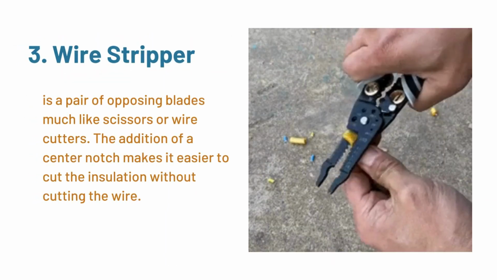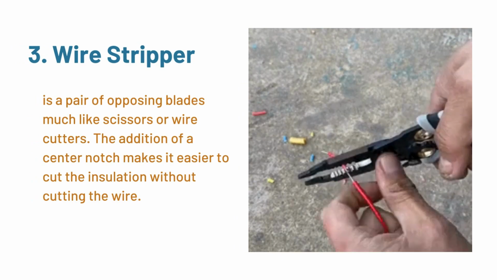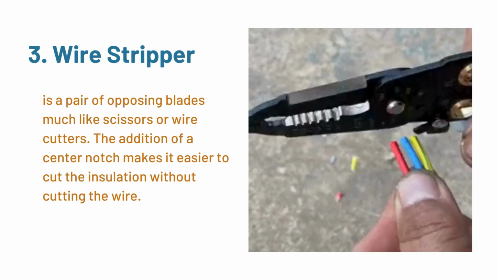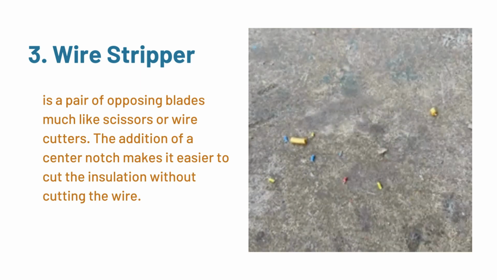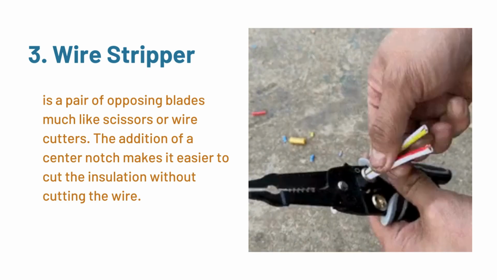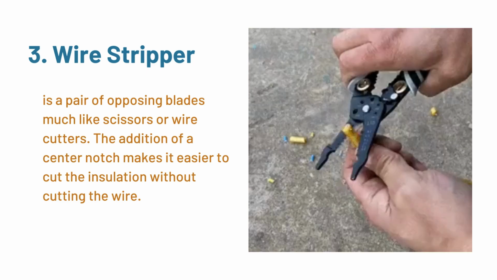And the last one is the wire stripper. It is a pair of opposing blades, much like scissors or wire cutters. The addition of a center notch makes it easier to cut the insulation without cutting the wire.